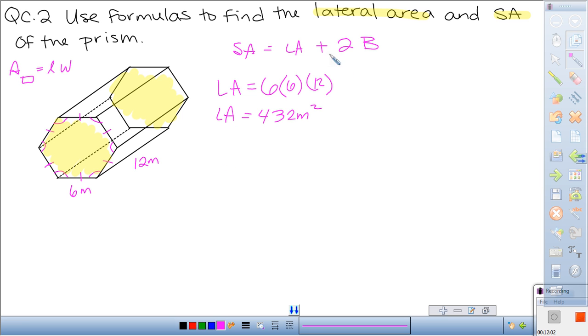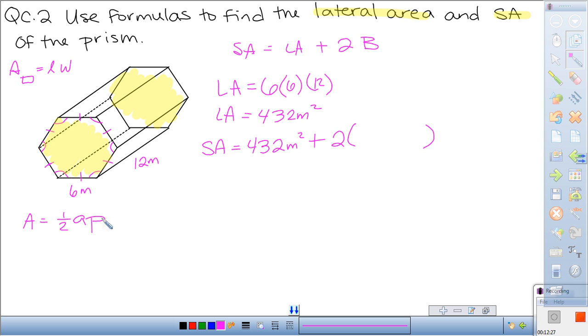Now we need to find the area of the two bases so that we can add that to our lateral area so that we can get our surface area. So our surface area is 432 meters squared plus 2 times, and now we have to find the area of the base. Now this shape is a regular hexagon. There's only one formula we can use to find the area of a regular hexagon, and that is area equals half times apothem times perimeter. Now we already know the perimeter. It's the number of sides times the length of the sides, so 6 times 6, since we have 6 sides. So the perimeter is 36, that's taken care of.